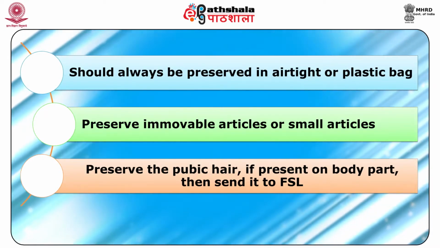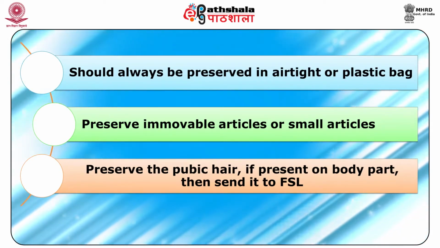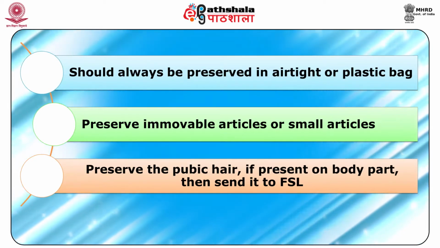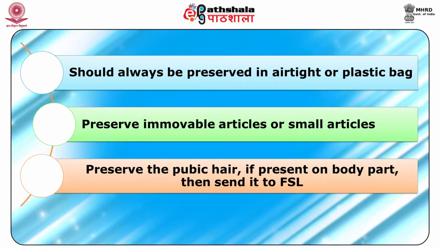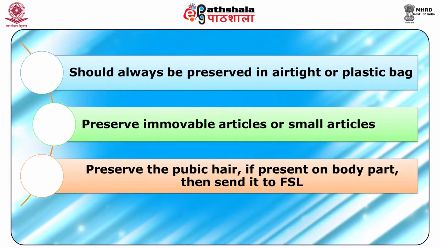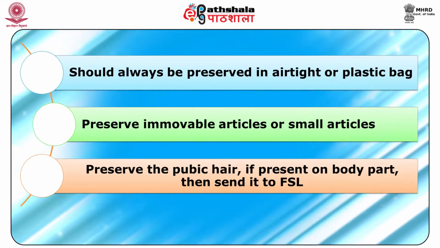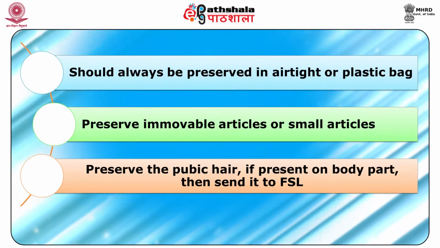If a stain is present on a movable or small article, then the whole article or the cloth should be preserved and sent to the forensic science laboratory. If the stain is present on an immovable article, then a sharp knife or scalpel is used to scratch the stain and it is packed in a clean glass bottle. A seminal stain may be present on the pubic hair, so it is also preserved in a bag or clean plastic tube.